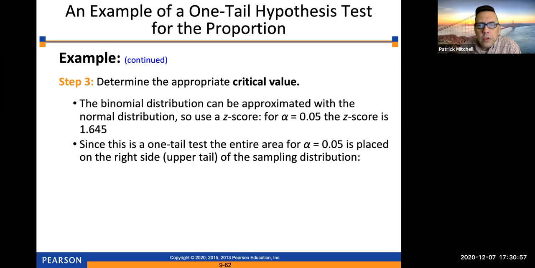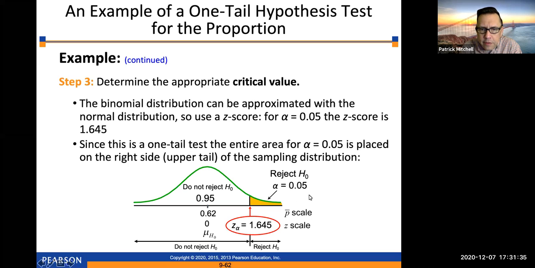All right, step 3, we'll determine the appropriate critical value. The binomial distribution can be approximated with the normal distribution. So we'll use z for this type of test. And as we've seen before, for a right tail test with alpha equals 0.05, the critical z-score is 1.645. And since this is a one-tail test, specifically a right tail test, the entire area for alpha equals 0.05 is placed on the right side of the sampling distribution, as you see in this picture.